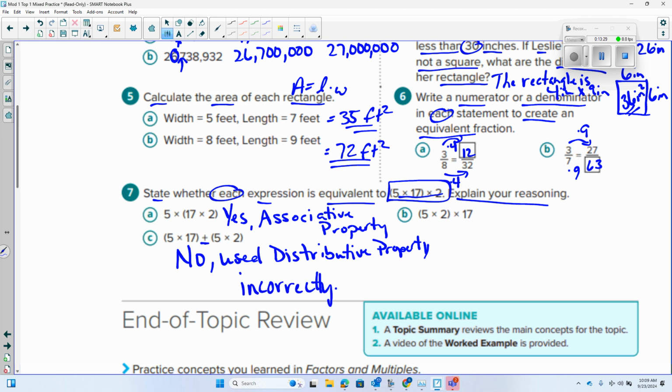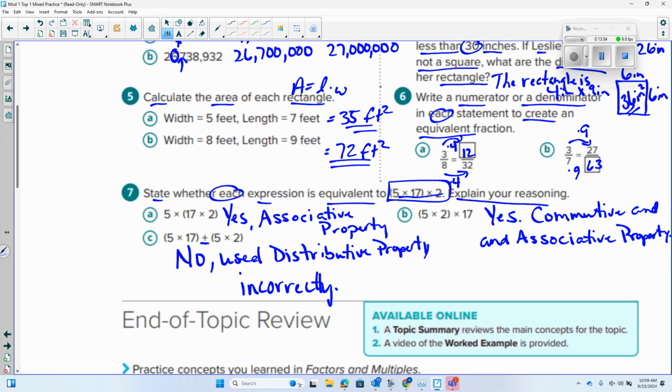Okay. And for this one, this would also be a yes. This one is actually a combination of commutative and associative property. Because they switch the order, but they also switch the grouping. So switching the order is commutative, switching my grouping is associative.